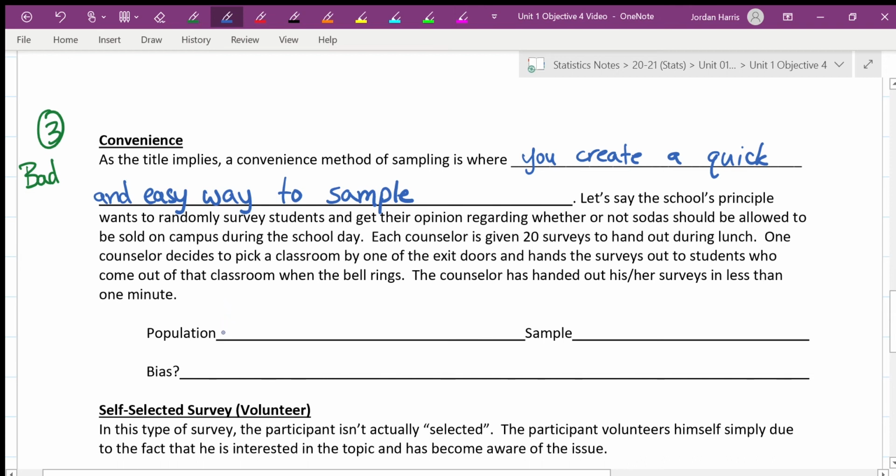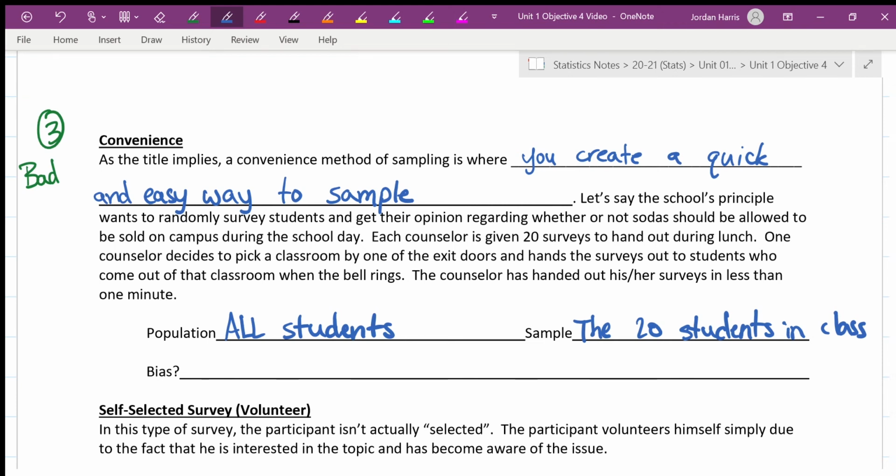So, population. They wanted the population to be all the students. This counselor, we don't know all the sample, okay? They handed them to multiple counselors, but this counselor gave surveys to 20 students in that class. Right? That's it. They just handed it to one class. I mean, that is a very poor sample, right? This person is looking at one demographic, basically.